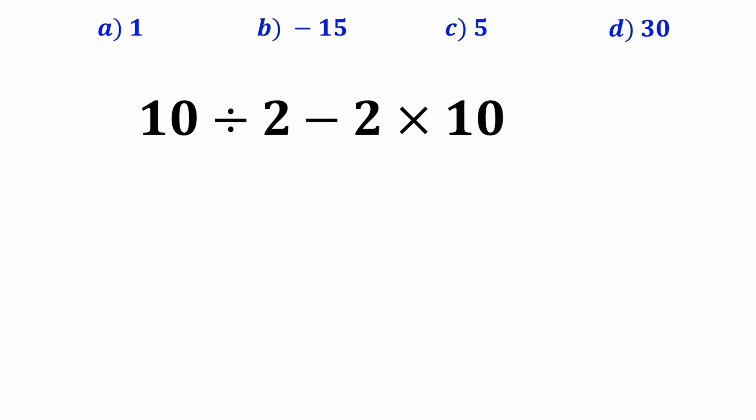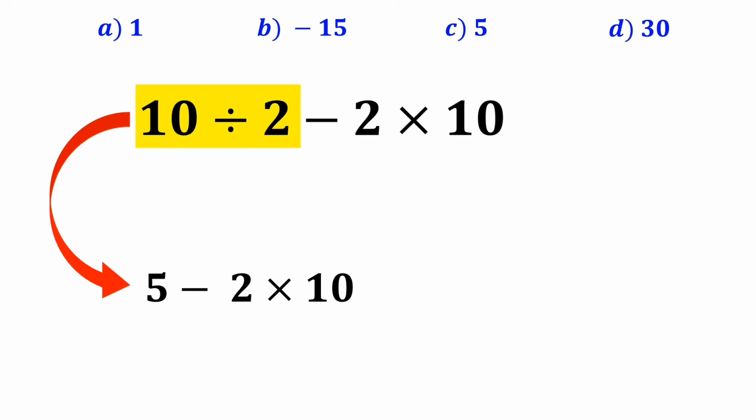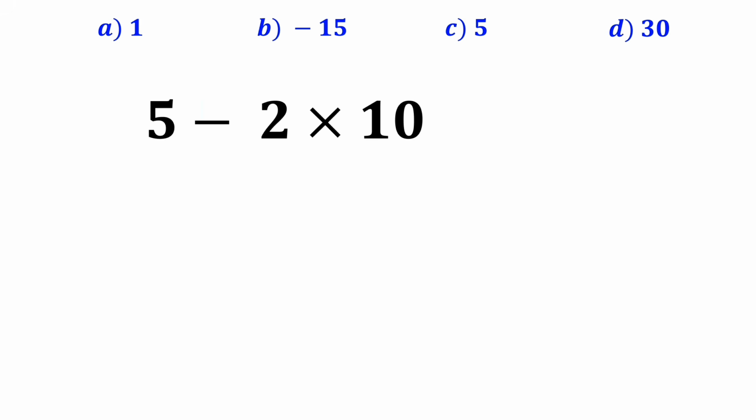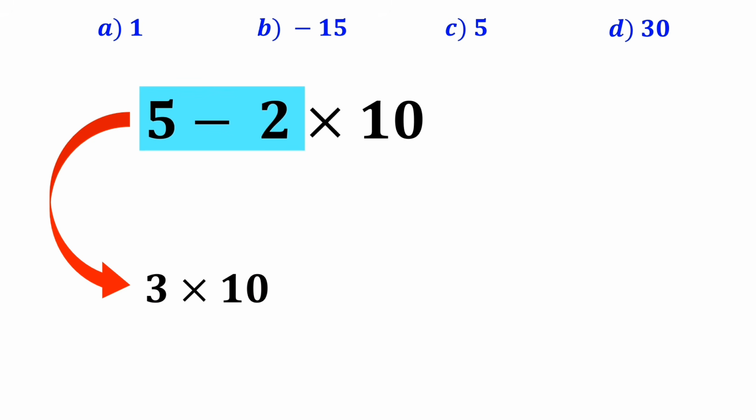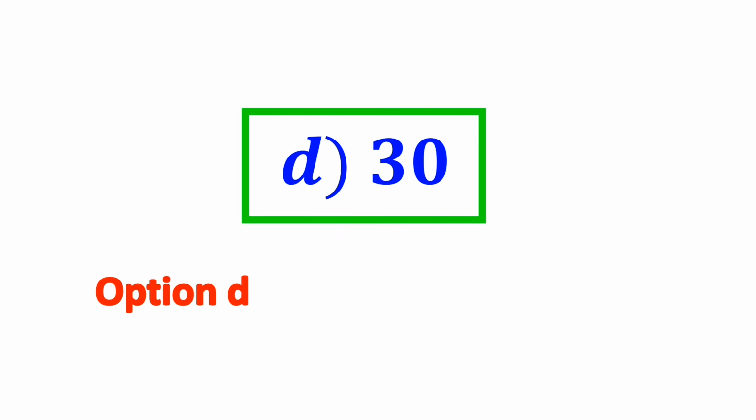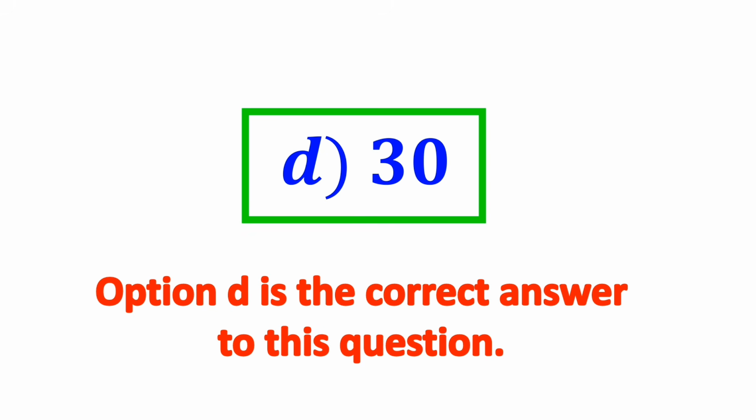In most cases, people start solving this question by first doing 10 divided by 2. And they rewrite this expression as 5 minus 2 times 10. In the next step, they go for 5 minus 2 and replace it with 3 times 10. Finally, they get the answer 30. And without any hesitation, they quickly say that option D is the correct answer to this question. But it's not the correct answer.